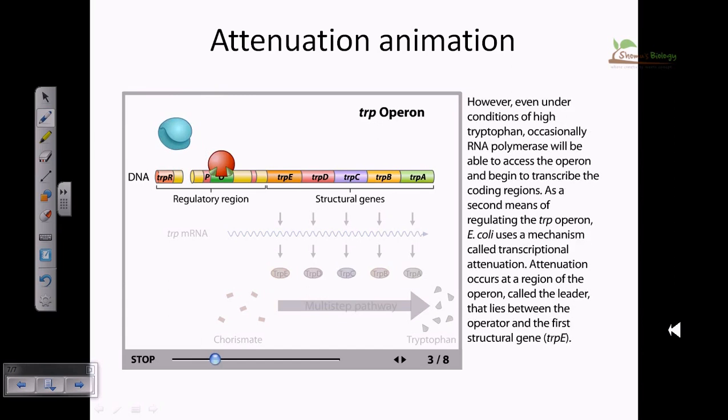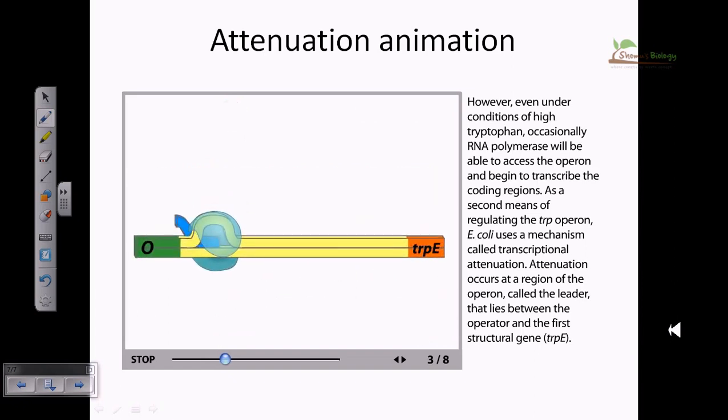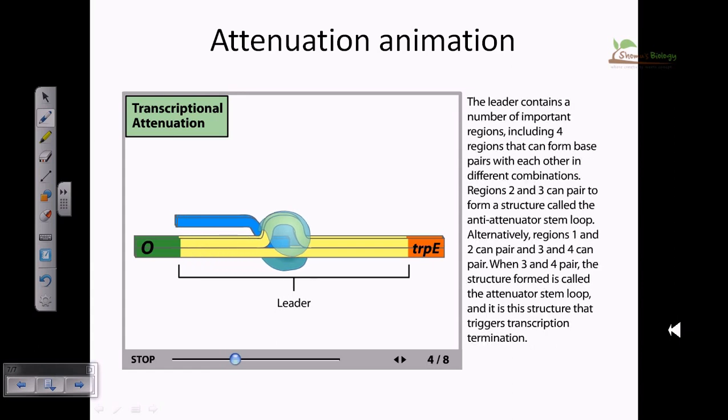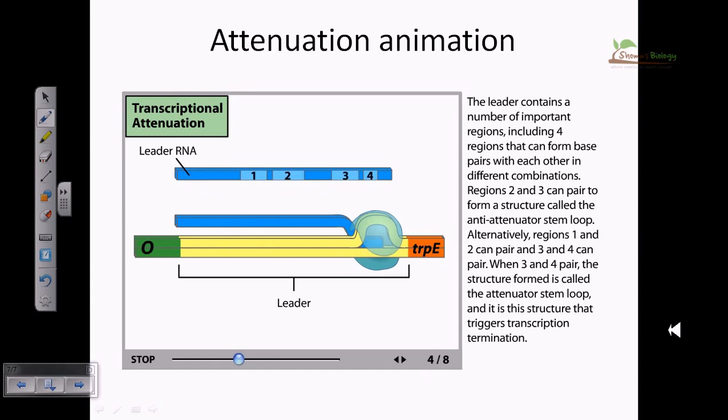However, even under conditions of high tryptophan, occasionally RNA polymerase will be able to access the operon and begin to transcribe the coding regions. As a second means of regulating the TRP operon, E. coli uses a mechanism called transcriptional attenuation. Attenuation occurs at a region of the operon called the leader that lies between the operator and the first structural gene, TRPE.